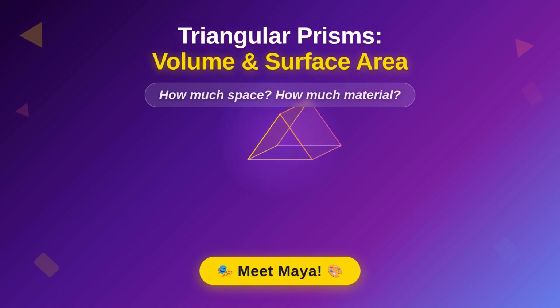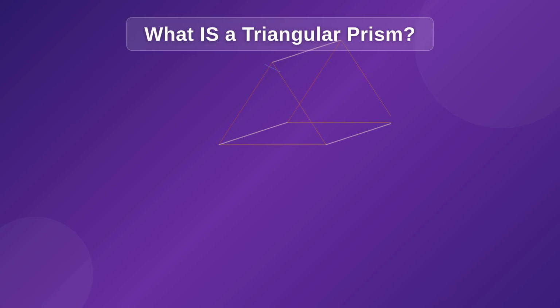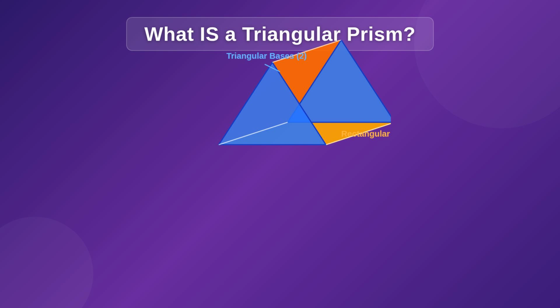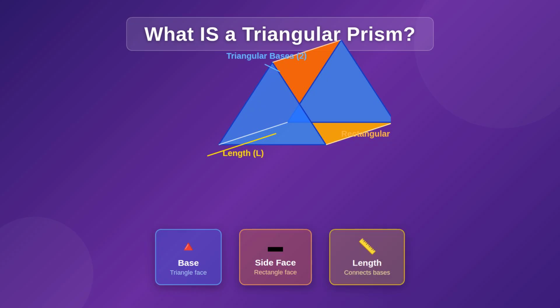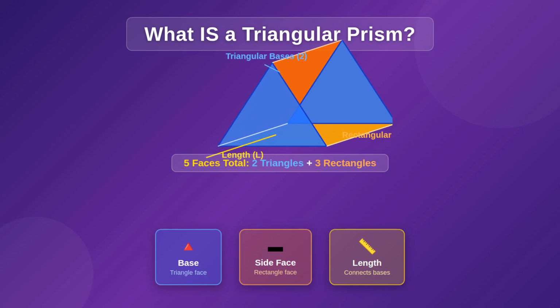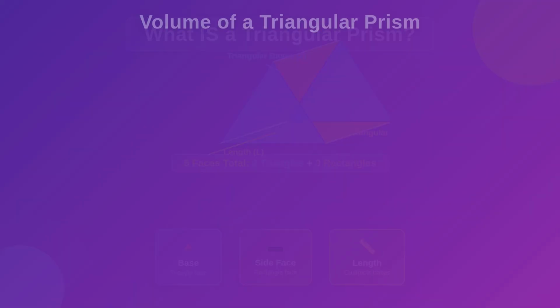Let's dive in. Before we crunch any numbers, let's make sure we know exactly what we're working with. A triangular prism is a 3D shape that has 2 triangle faces on the ends, we call those the bases, and 3 rectangle faces connecting them on the sides. Think of a Toblerone chocolate bar or a camping tent. Maya's prop looks just like that. The triangular prism has 5 faces total, 2 triangles and 3 rectangles. Got it? Great. Now let's talk about its parts.